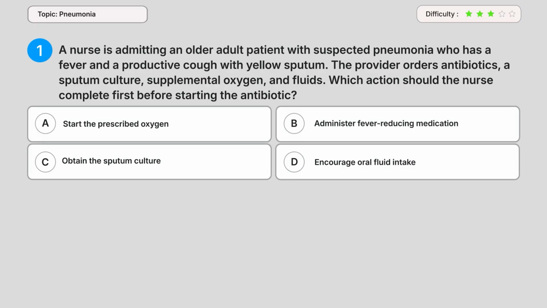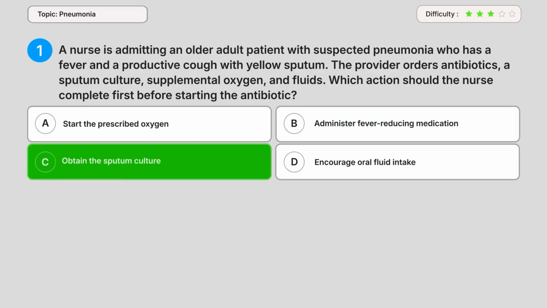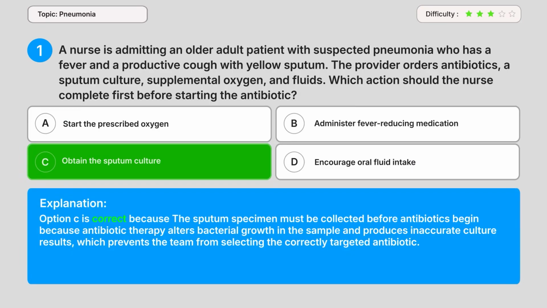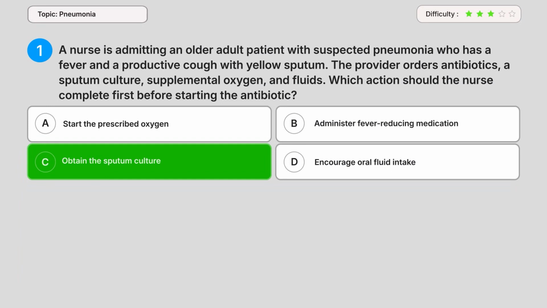Correct answer. C. Obtain the sputum culture. The sputum specimen must be collected before antibiotics begin because antibiotic therapy alters bacterial growth in the sample and produces inaccurate culture results, which prevents the team from selecting the correctly targeted antibiotic.